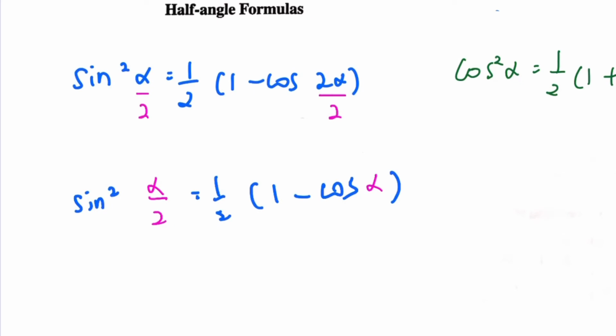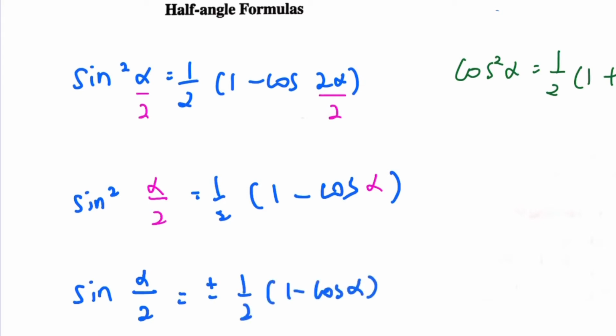So now we want the equation for sine alpha over 2. In order to get rid of the square, we will take the square root on both sides. Therefore, this will become sine alpha over 2, and then don't forget the plus minus sign. Everything here will be under the square root. This plus or minus sign will be determined by the quadrant containing the angle alpha over 2.